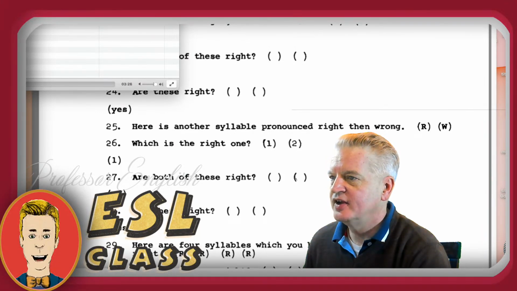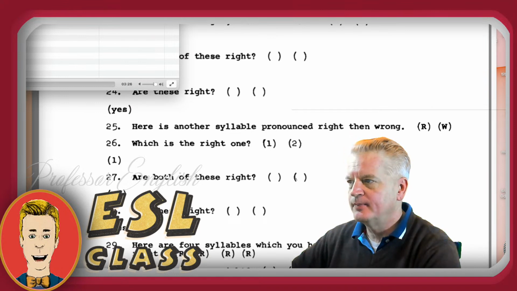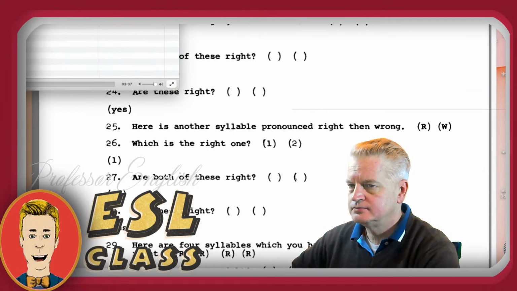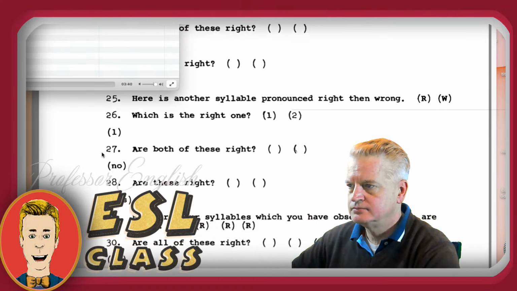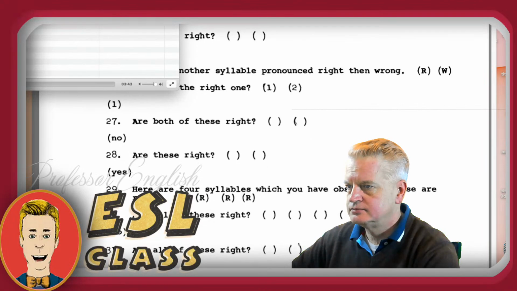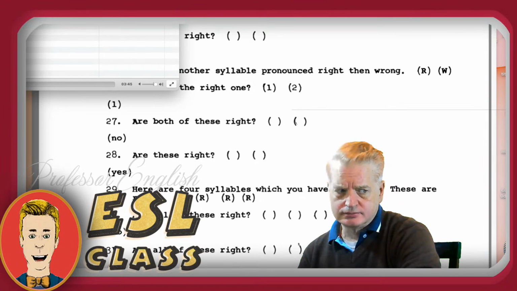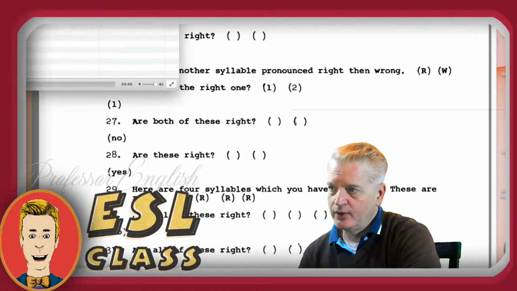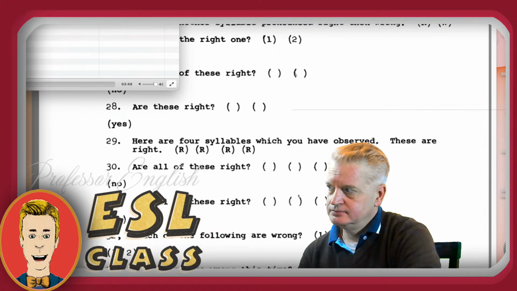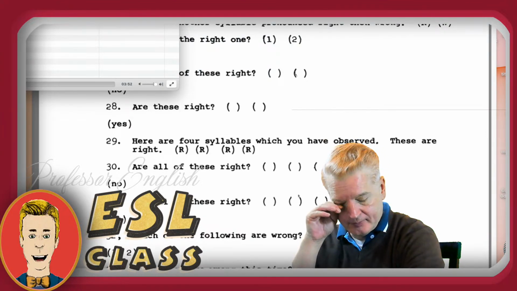25, Here's another syllable pronounced right and then wrong. Schon. Shown. 26, Which one is the right one? Number 1. Schon. Number 2, shown. 27, Are both of these right? Schon. Shown. No. 28, Are both of these right? Schon. Schon.